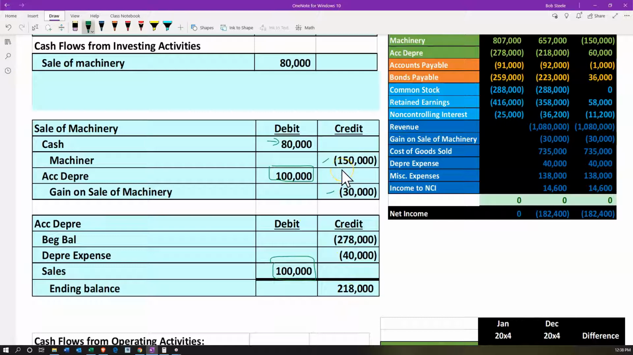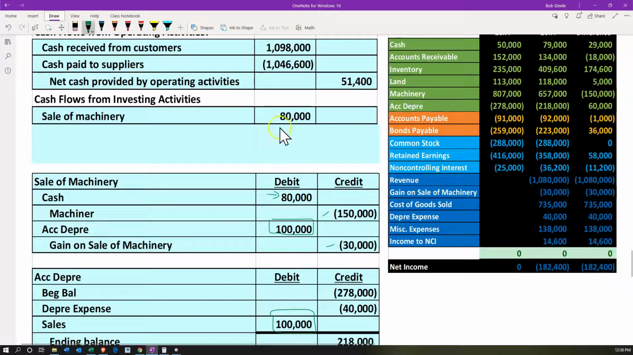So now we have the machinery declined by 150,000. There must have been 100,000 related to that in accumulated depreciation. We know the gain because we already see that on the books. We're assuming this gain is from this one sale. Therefore, the difference, if we back into it, the plug, what we need for this to be in balance, will be the cash of the 80,000. So there we have the cash of the 80,000.